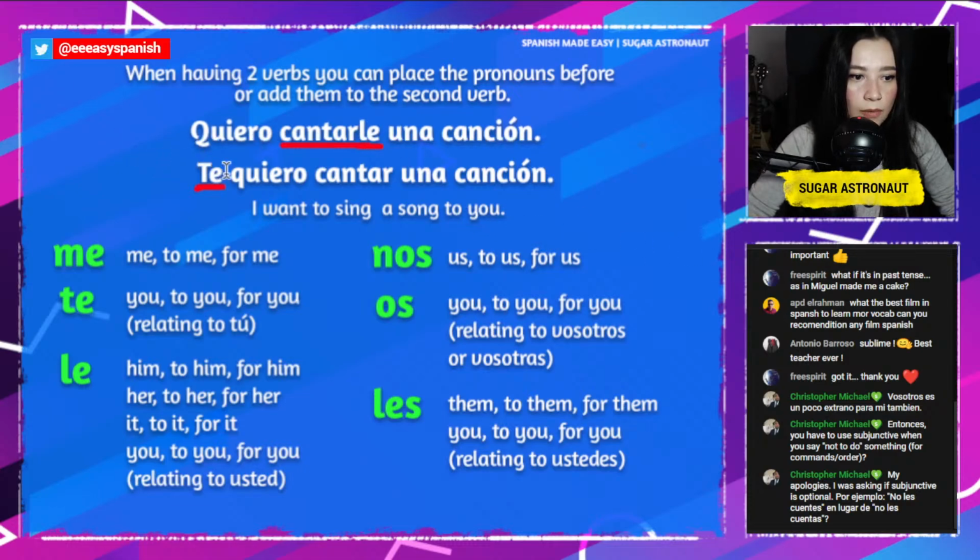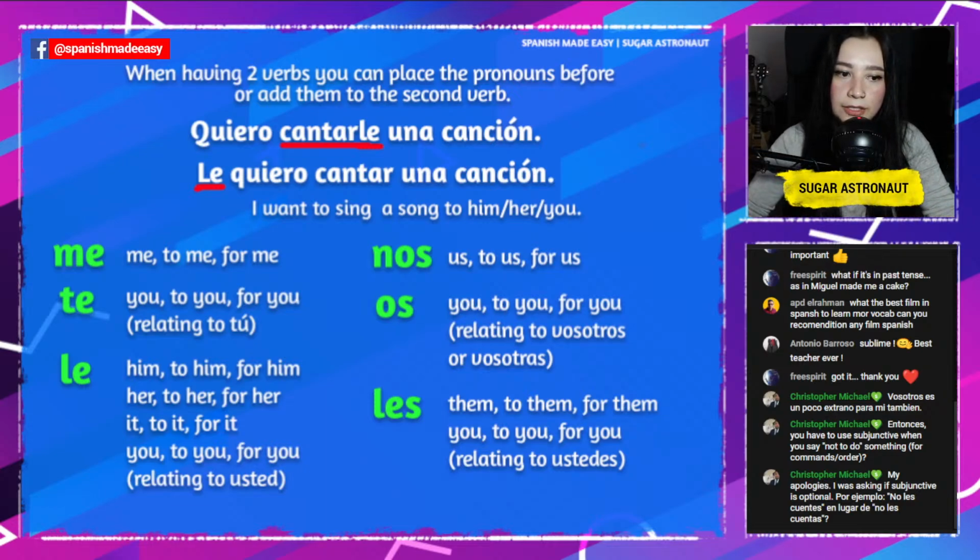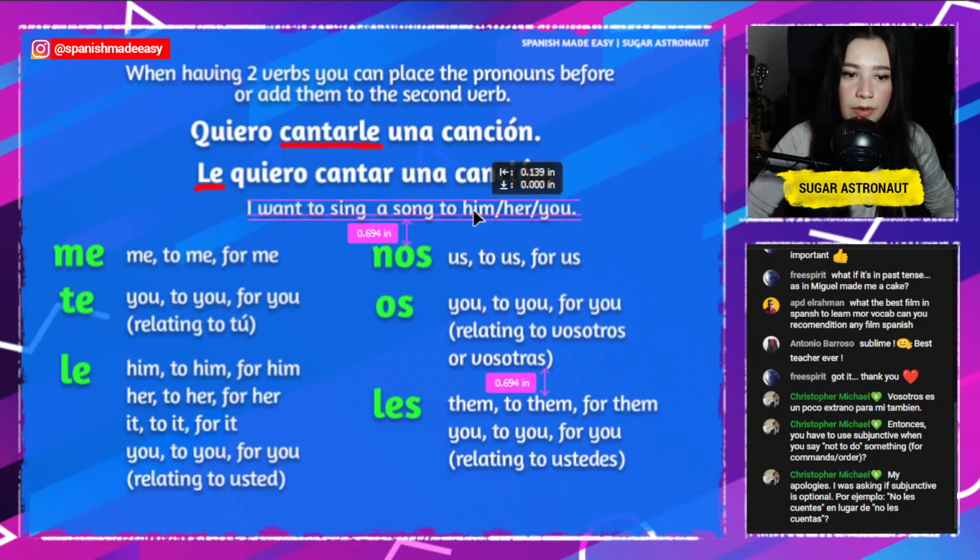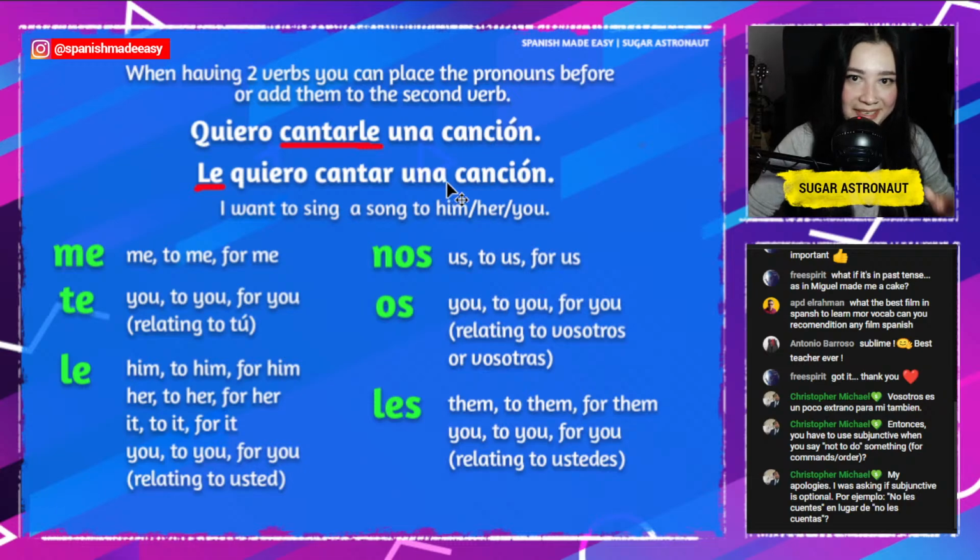Okay, quiero cantarle, or le quiero cantar una canción. Both are perfectly fine, correct. And essentially you're saying, I want to sing you a song, him. Well, let's just add it here. Him, her, you. Formal you, okay? Quiero cantarle una canción. Le quiero cantar una canción. I want to sing a song to him, her, or you. Okay, so yeah, it can get really, really tricky.